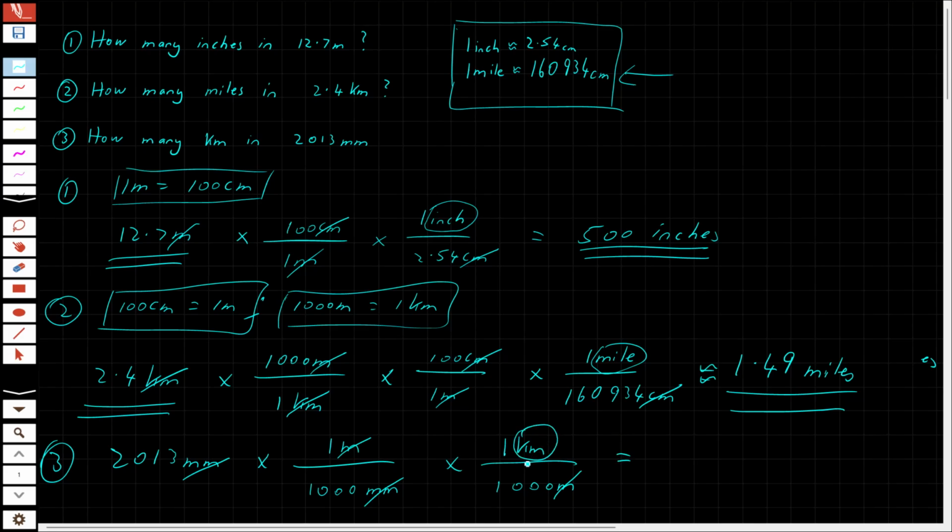Now I'm only left with kilometers, the only unit that hasn't been cancelled out. So we multiply the top numbers, divide through by the bottom numbers, and we get 0.002013 kilometers.